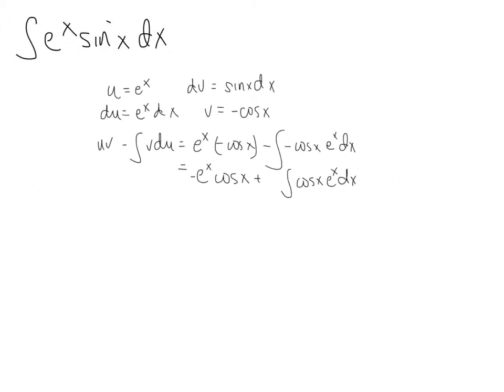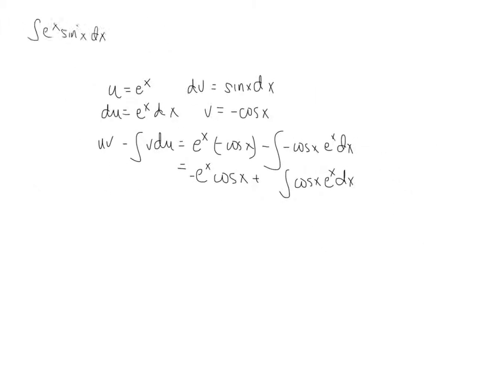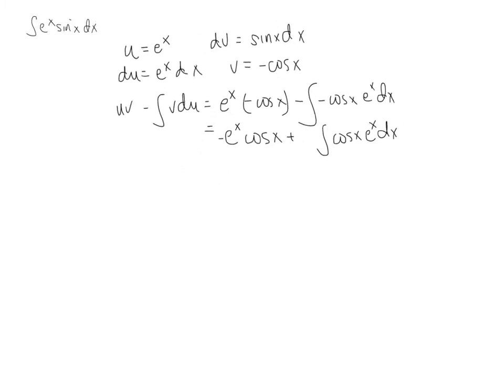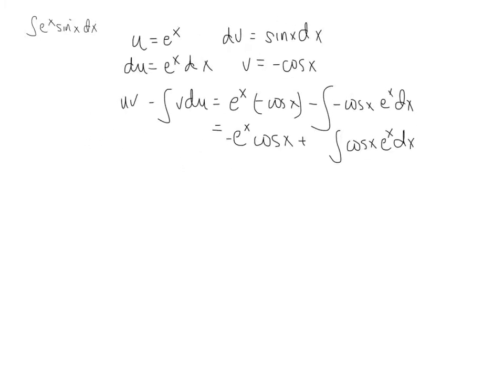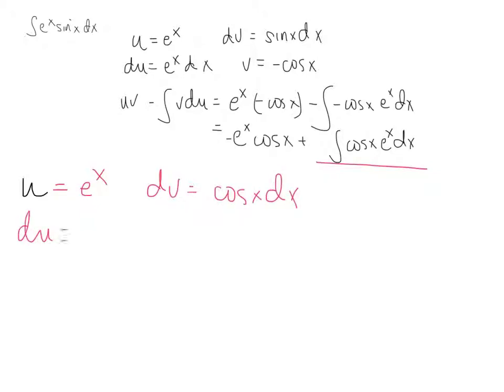So what we can do is use integration by parts again so that we can get the integral of cosine x e to the x. So we will introduce another set of u. This time we are just working with cosine x e to the x. I'll choose u to be e to the x, and dv is equal to cosine x dx. So du is equal to e to the x dx, and v is equal to sine x.